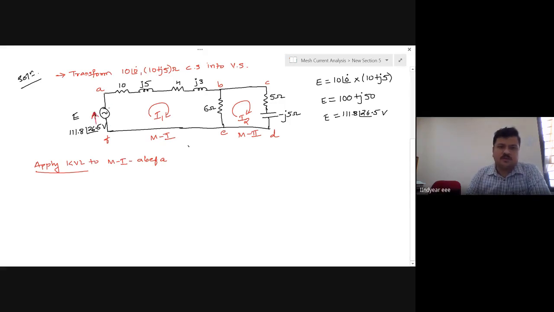The arrow mark indicates that the source is delivering the power from it to the circuit. So this is the source voltage, and all other voltages in the mesh or loop across passive elements are voltage drops. Generally, writing the KVL equation for AC is very easy: EMF minus the drops. So EMF is what?